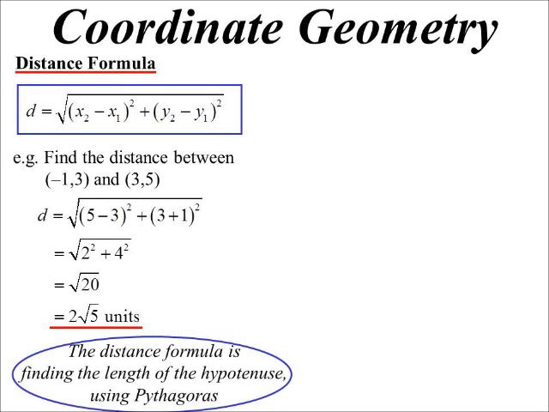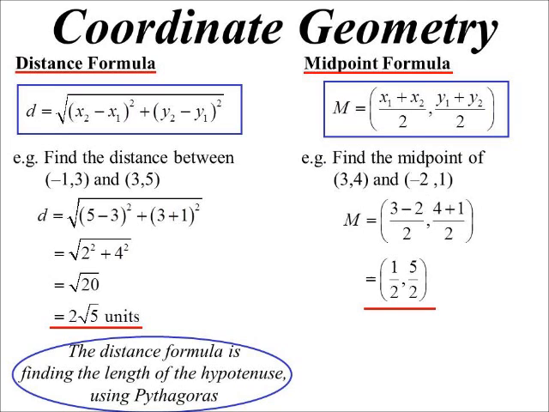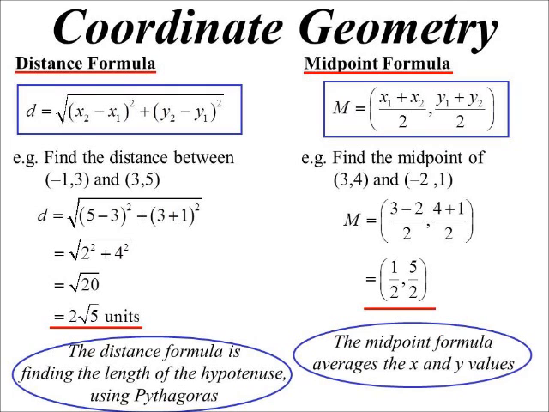I suppose the next formula is our midpoint formula, which, as the name suggests, is the middle of two points, or the average. That's all you're really doing: averaging the x values and averaging the y values. So in this case, we add them together and divide by 2, and there's our midpoint. As I say, it's the average of the x and the y values.